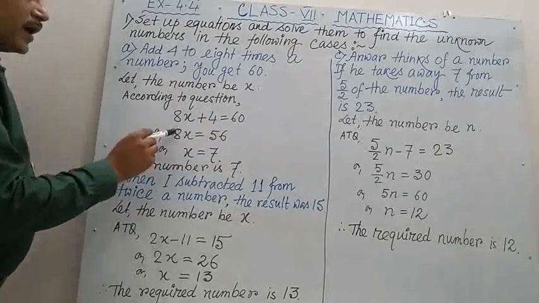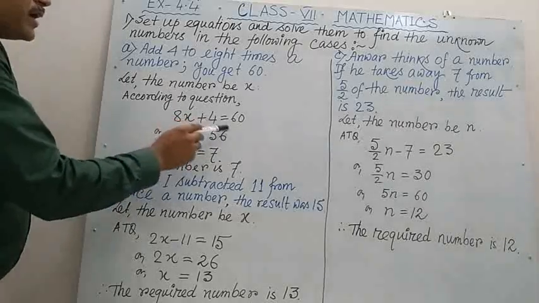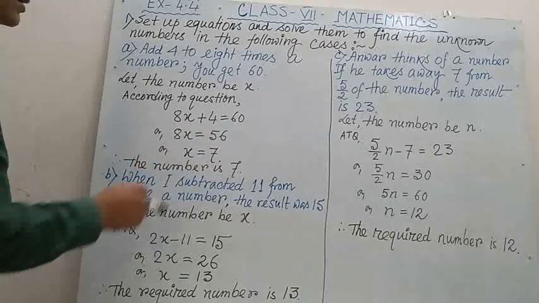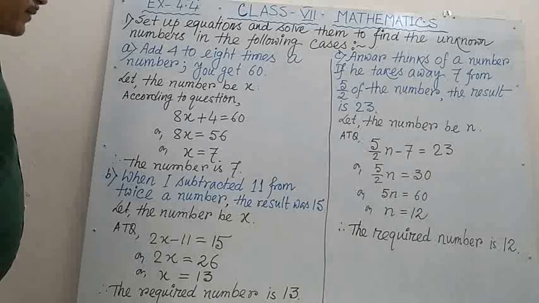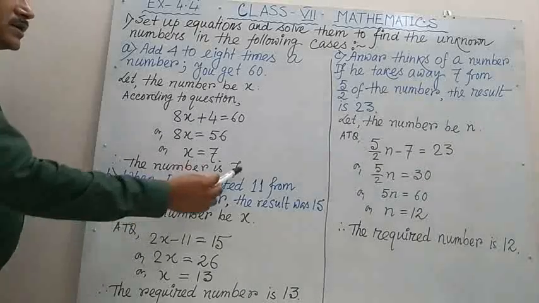Now solve it. 8x equals 16 minus 4, that is 12. x equals 12 by 8... So the number is 7.